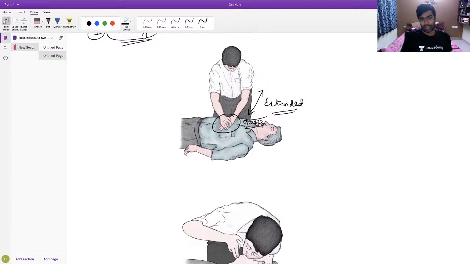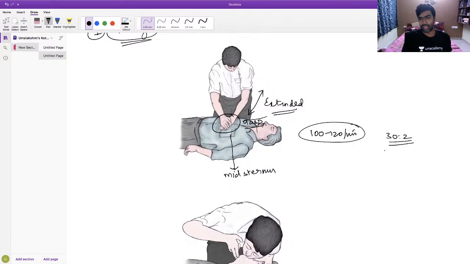Maybe you can make a knuckle lock as well, not a problem at all. You will compress on the middle of the sternum. So mid sternum is the place where you need to compress as far as CPR is concerned. Typically, as I told you, the compression rate is 100 to 120 per minute. If it's an adult, I am usually going to go for a ratio of 30:2. At the same time, my compression should be at least 2 inches deep.